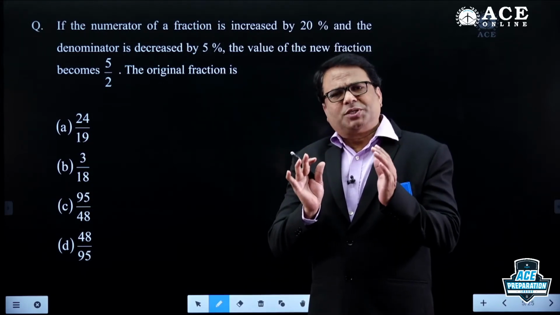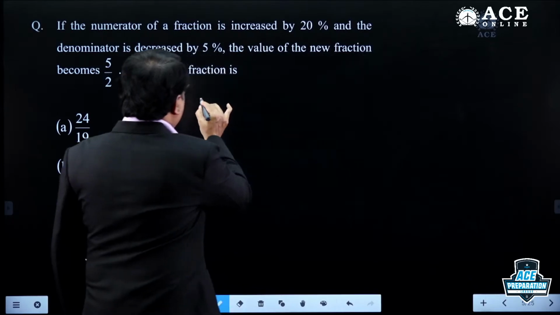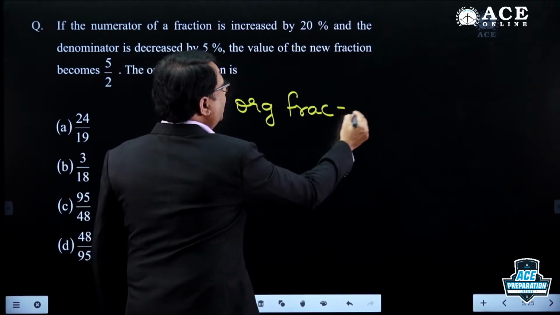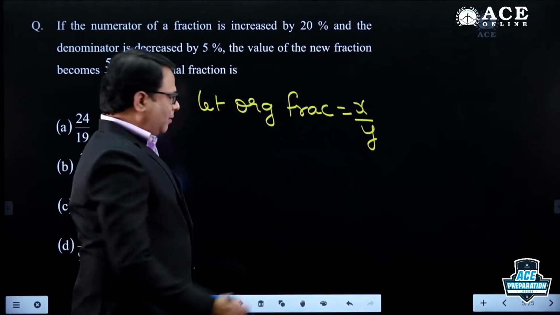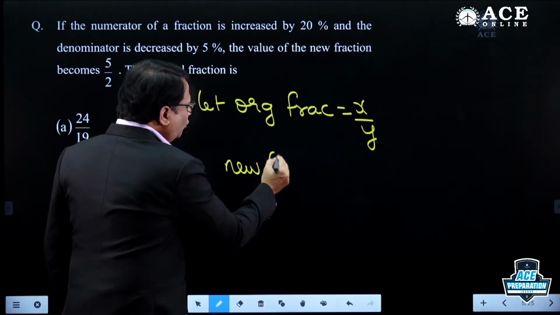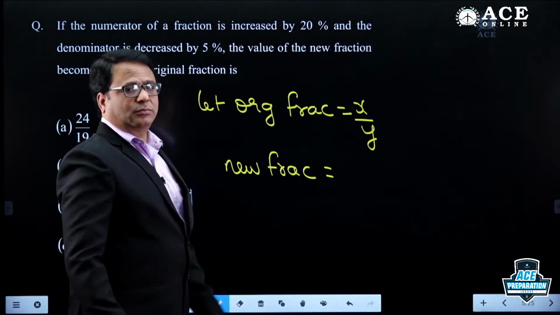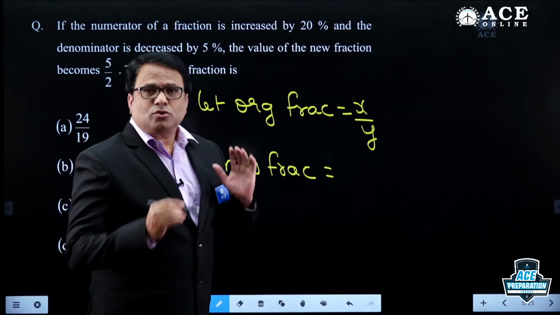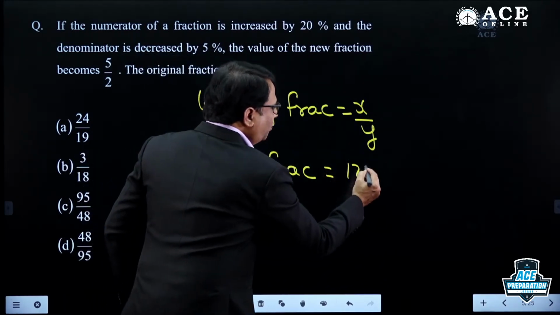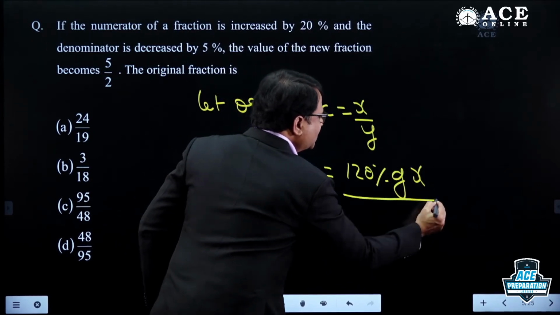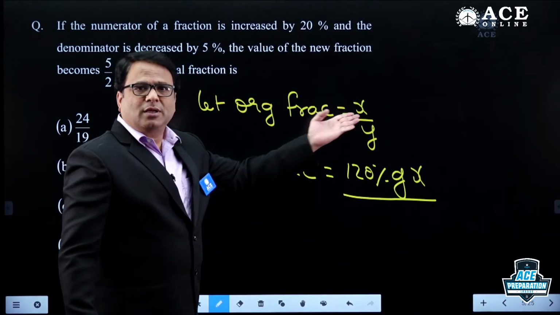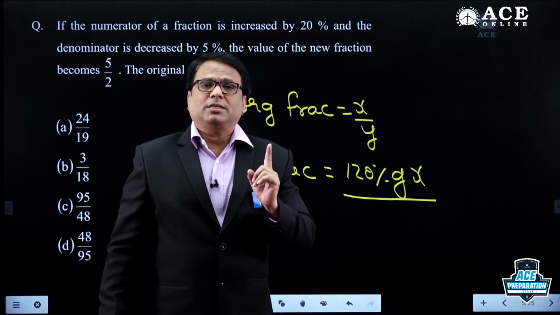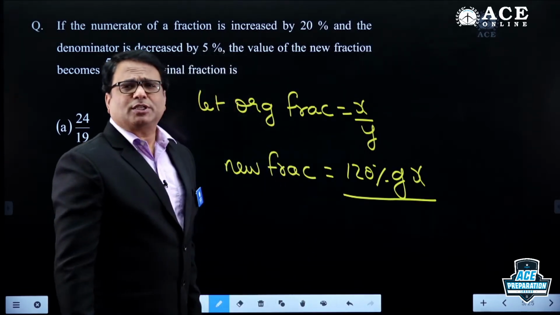So let us assume the original fraction. So I write here, let the original fraction be equal to x by y. Okay, then what is the new fraction? Now, what is the new numerator? The numerator is increased by 20%, so the new numerator is 120% of x. When the original numerator is x, then automatically the new numerator is 120% of x, because the numerator is increased by 20%.